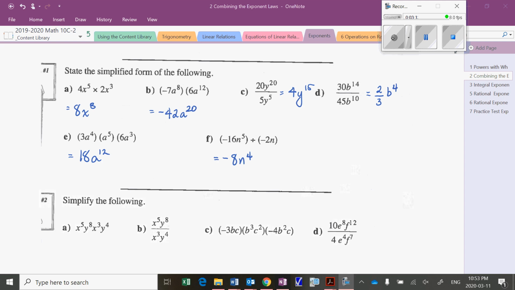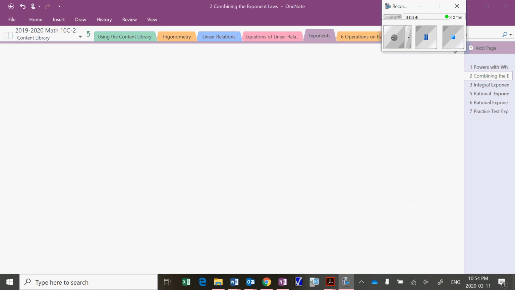Okay, so taking a look then, for A, we've got 4x to the fifth times 2x cubed. So 4 times 2 is 8, and x to the fifth times x cubed, if we expand those out, we'll see that that is then x to the eighth. So 8x to the eighth. For B, negative 7 times 6 is negative 42. a to the eighth times a to the 12th is a to the 20th, if you were to expand it out. And again, one of those things too, where if you're not sure, you've got my voice in your head saying, if in doubt, expand it out.